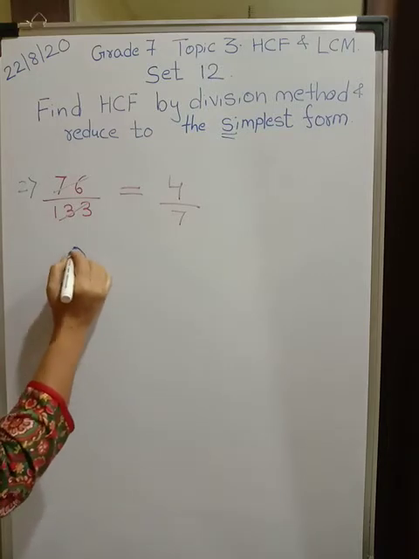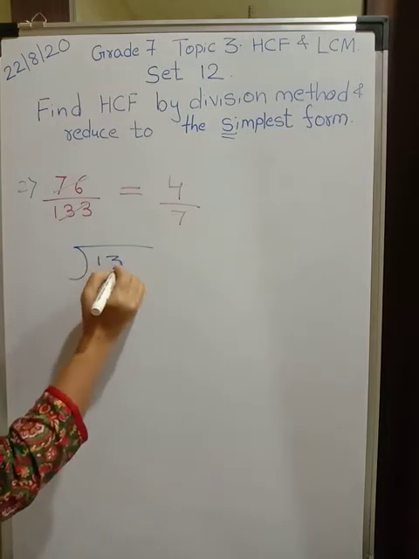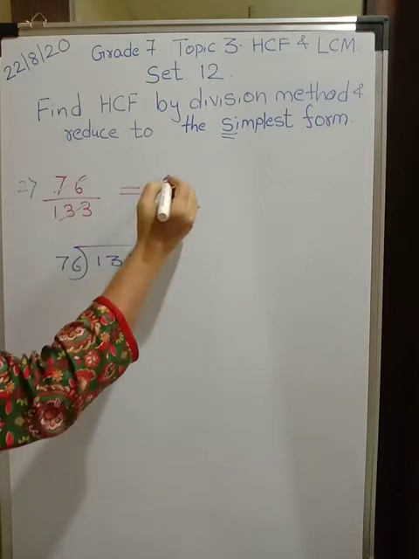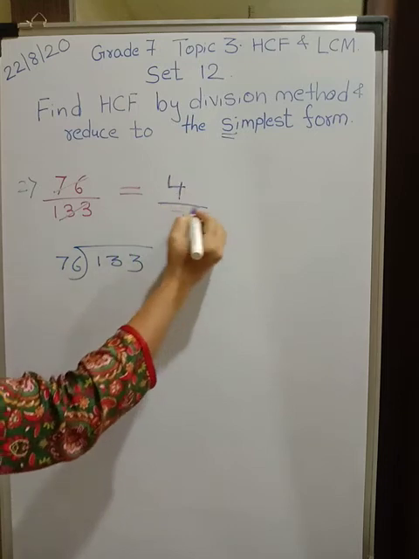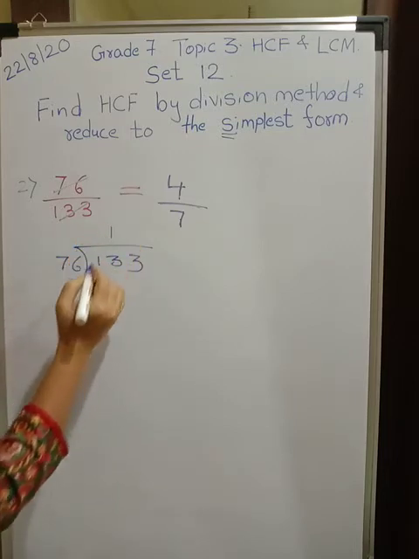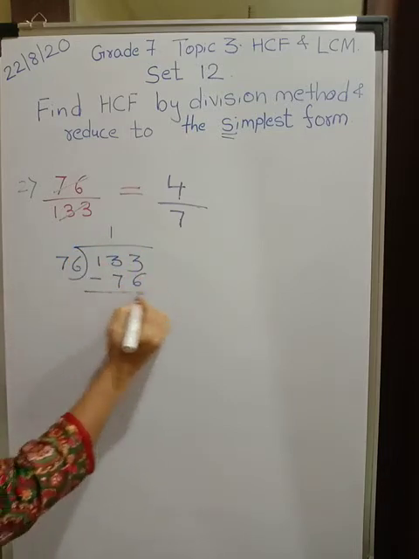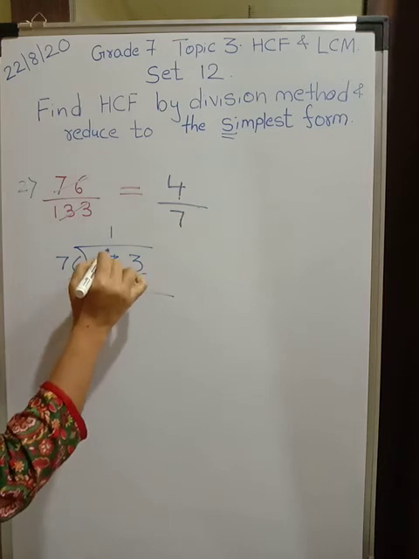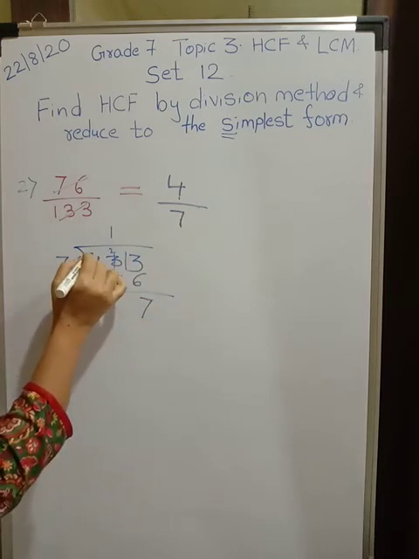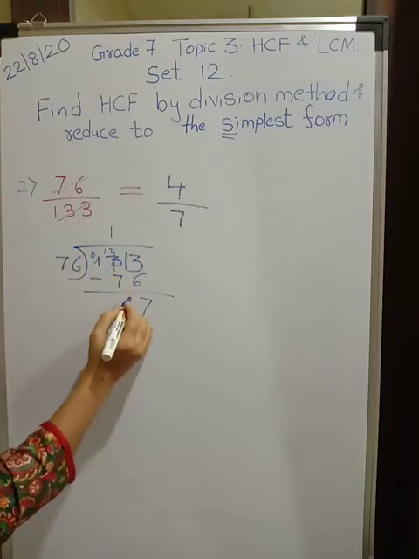Now for HCF, the bigger number will be inside. So we have 133 and the divisor will be 76. So this is 4 upon 7. Now see, 76 ones are 76. Now what remains is this will be 2. 13 minus 6 is 7. Again here 0. 12 minus 7 is 5.